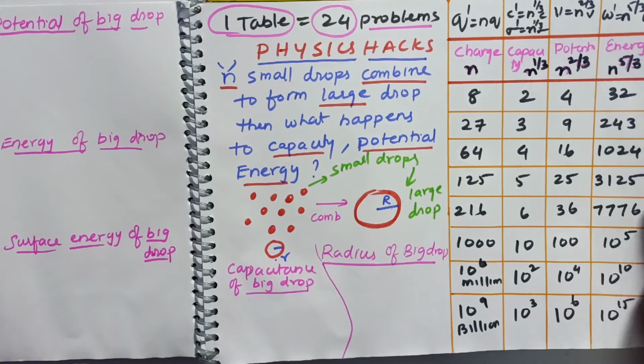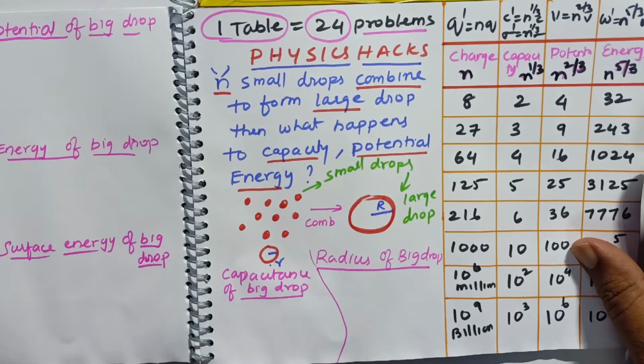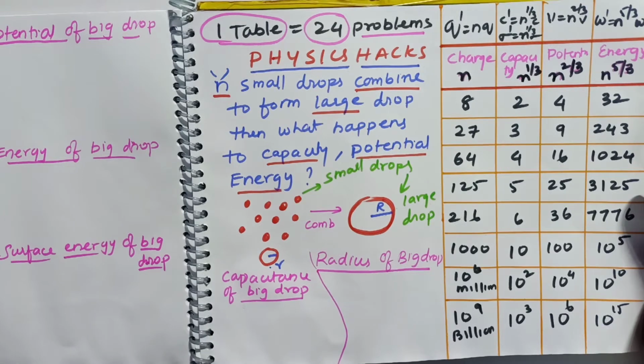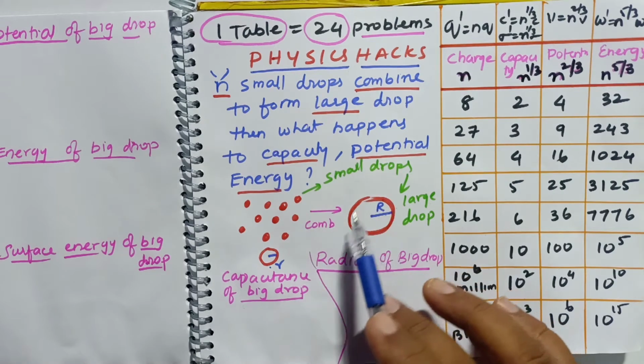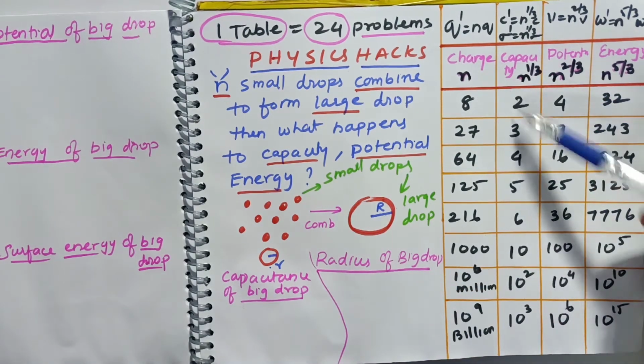For this there is a shortcut table in my topic called physics hacks. Hacking physics is nothing but making it simple by explaining some shortcuts. That is called hacking physics. So if small charges combine to form a larger charge, what happens? The answers are given here.